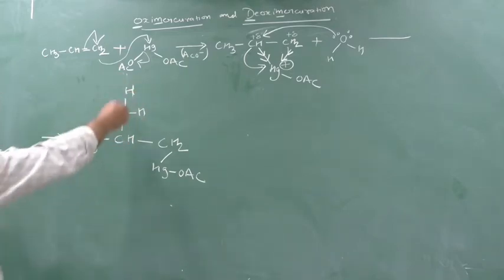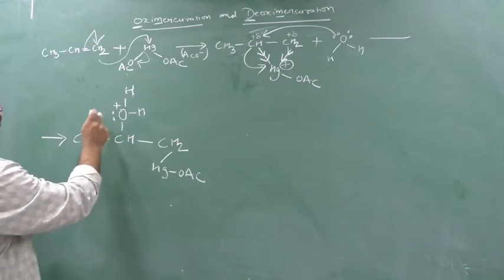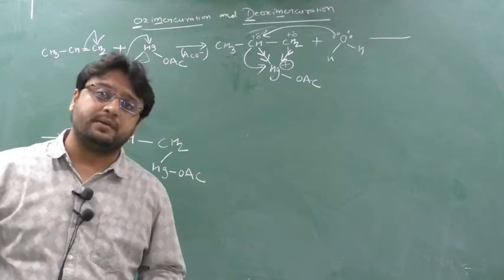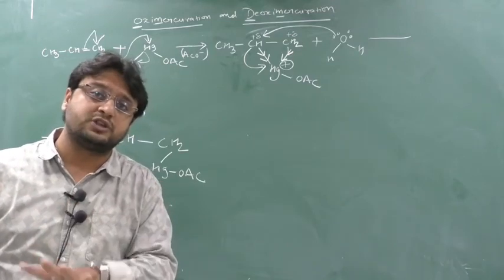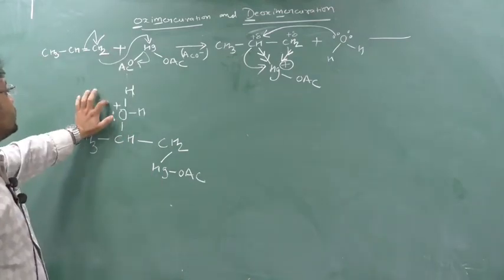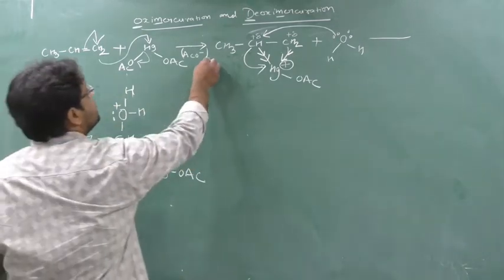Now again this whole thing is an electrophile, right? Because it contains positive charge. Now oxygen is an electronegative element, and on an electronegative element a positive charge doesn't look good. It should have a minus charge or a lone pair. So this positive charge should be removed. How to remove it? This H should be removed. To remove this H, who will help? This AcO minus will help.